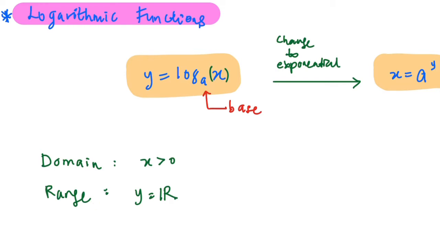Since we have learned the domain and range for exponential, we just flip them. So now your domain: x must be more than 0. Please remember that the argument here, x, must be more than 0. How about the range? The range for y is just all real numbers.